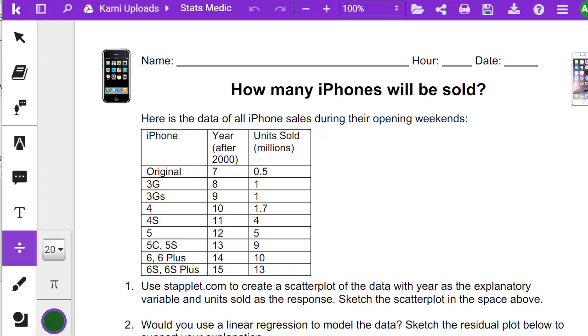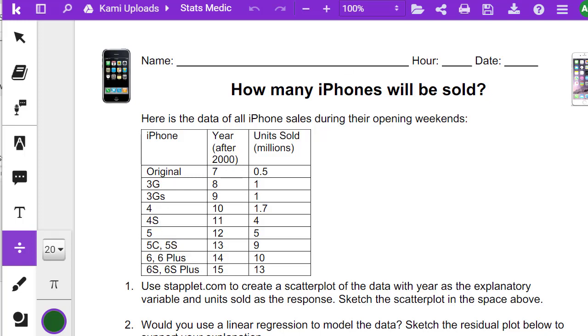So how many iPhones will be sold? We're looking in this lesson at transforming data. We're going to start with the original data first, which is all iPhone sales during opening weekends. You can see here's the model, and then there's the year next to it.